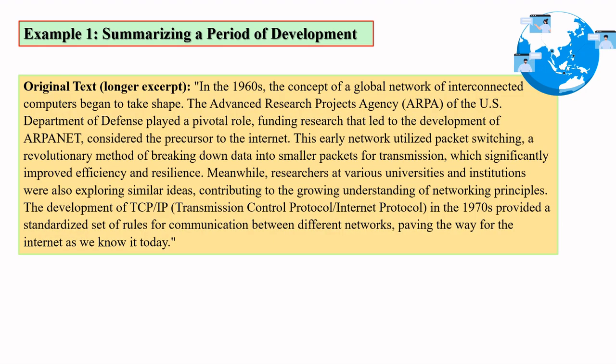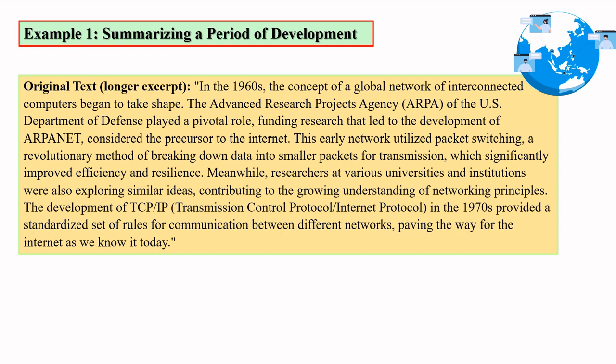Let's say you're writing an expository text about the history of the internet. Here are a few examples of how to summarize information effectively. Example: summarizing a period of development. Original text. In the 1960s, the concept of a global network of interconnected computers began to take shape. The Advanced Research Projects Agency, or ARPA, of the U.S. Department of Defense played a pivotal role funding research that led to the development of ARPANET, considered the precursor to the Internet.